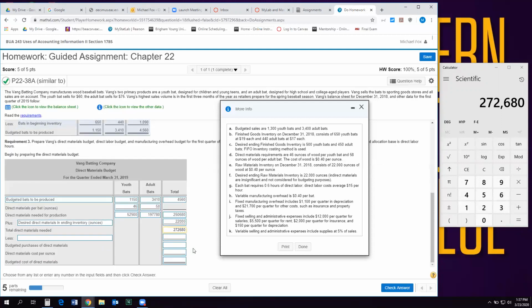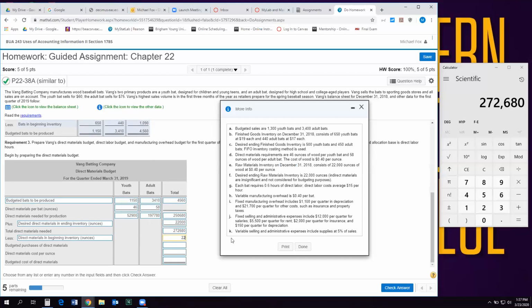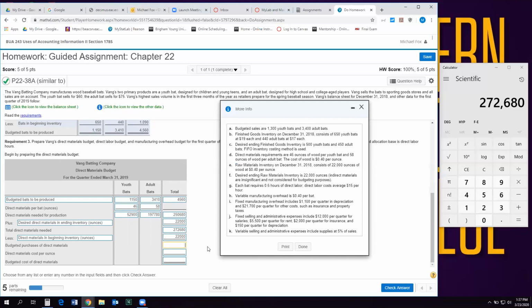All right, and then we're going to subtract out what we already had. So this will be direct materials in beginning inventory. And this tells us our raw materials inventory on December 31st consists of 22,000 ounces of wood. So that's interesting. What we desire to have left over is the amount also that we had left over. Maybe that's normal for them every month. They try to have 22,000 left over. So 272,680 ounces minus the 22,000 is going to mean 250,680 ounces is what we need to purchase.